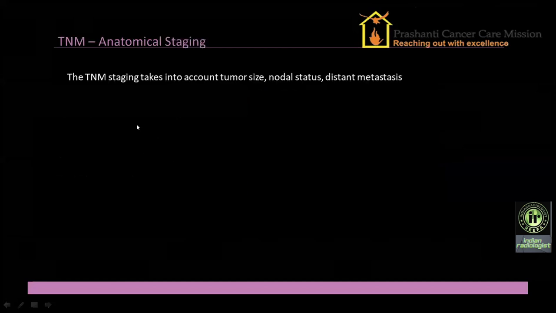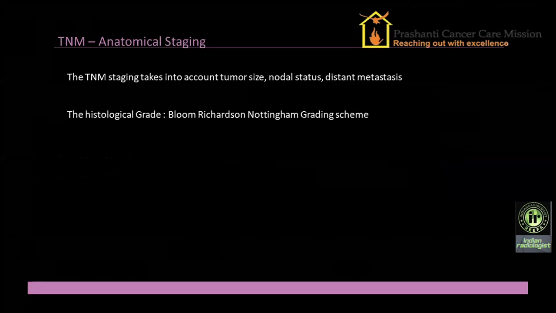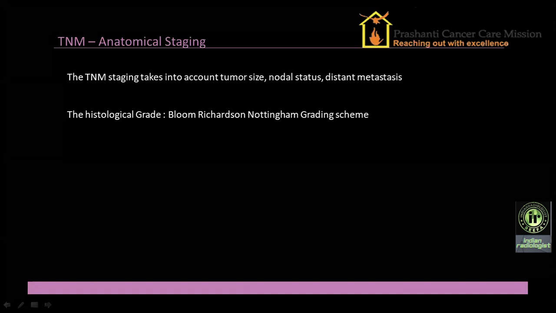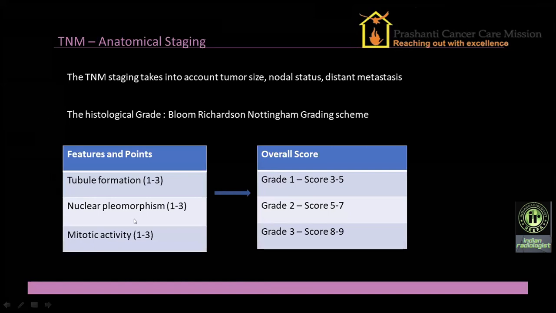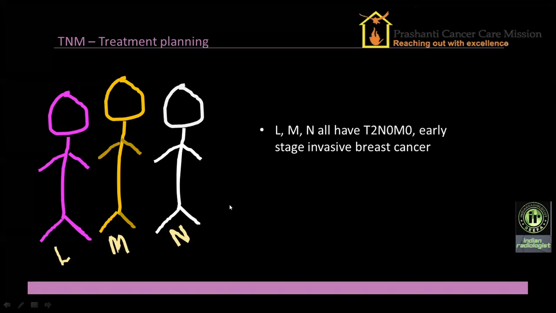We are all familiar with the TNM staging, which we have used for decades for staging the tumor and for guiding our treatment. From our pathologist friends, we also get information about the histological grade, for which they use a grading scheme called the Bloom-Richardson-Nottingham scheme, where they look at three features of the tumor: tubule formation, nuclear pleomorphism, and mitotic activity. Each of these is assigned points. The lower the tubule formation, the more the pleomorphism, the more the mitotic activity, the more aggressive the tumor is, and the higher the points assigned. These points are summed up to reach a score, and accordingly, the tumor is graded from 1 to 3.